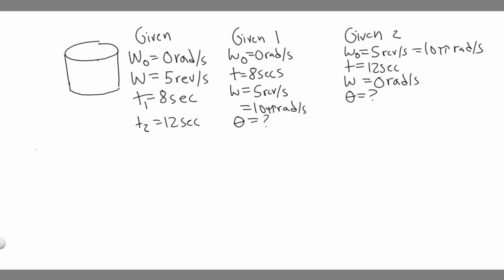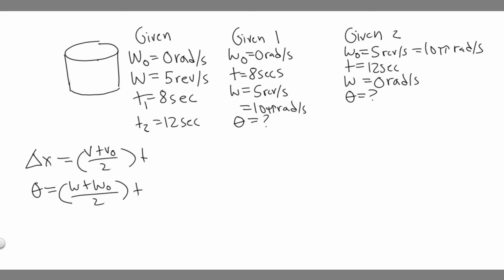You should remember this equation from kinematics, which is delta x equals (v plus v sub 0) over 2 times t. So you can solve for the change in position if you have the initial and final velocity and the time. But in this case, we're trying to solve for theta. So theta is equal to (omega plus omega 0) over 2 times t, basically the same equation, but with the rotational kinematic variables instead.